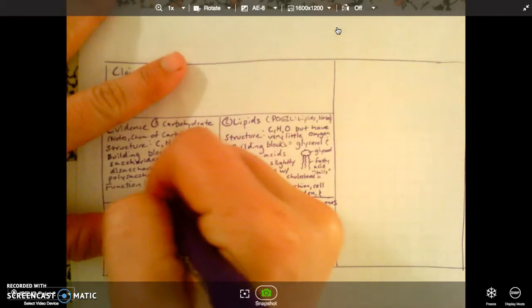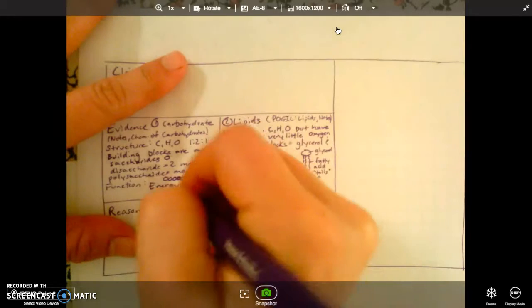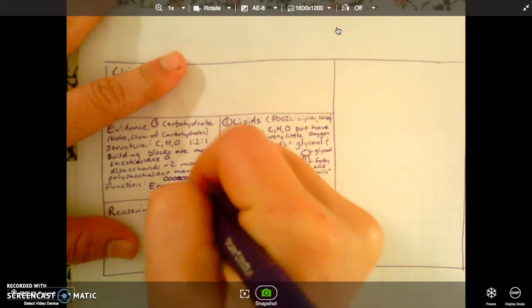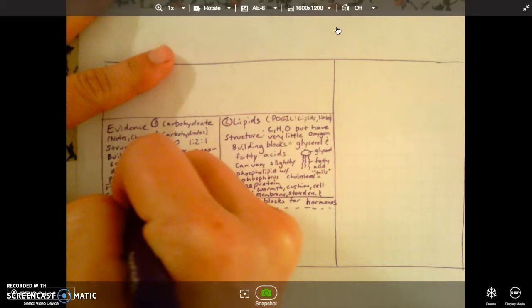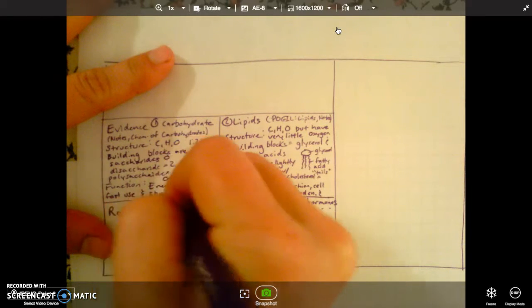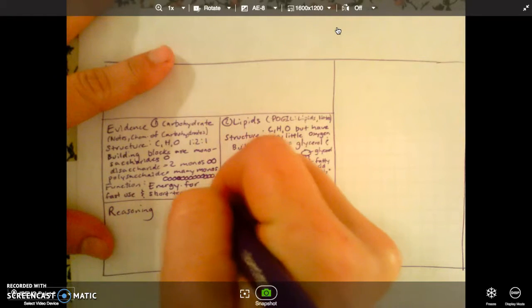So the primary function of carbohydrates is energy. This is our body's primary energy source. So energy, this is quick energy for, we'll say, quick use or fast use. And short-term stored energy as well.